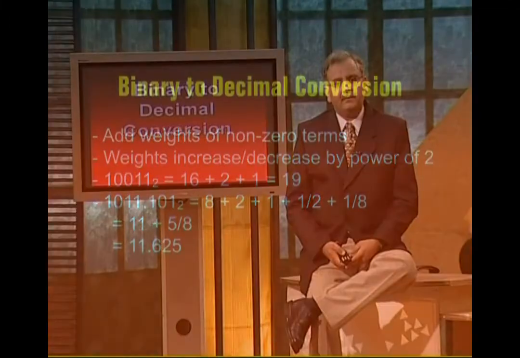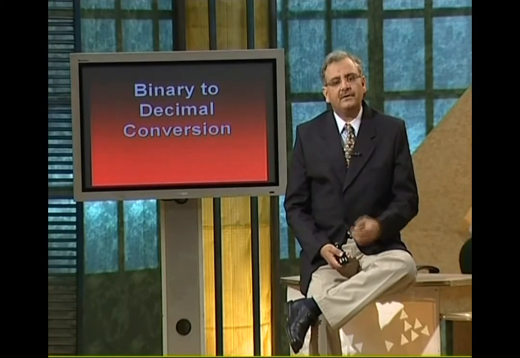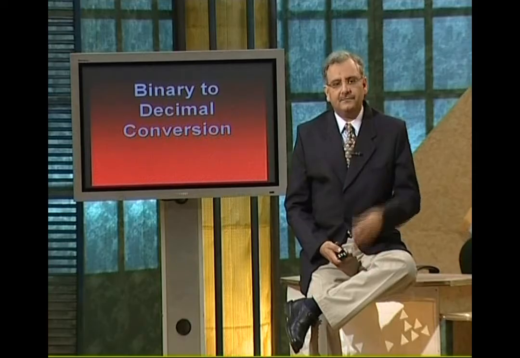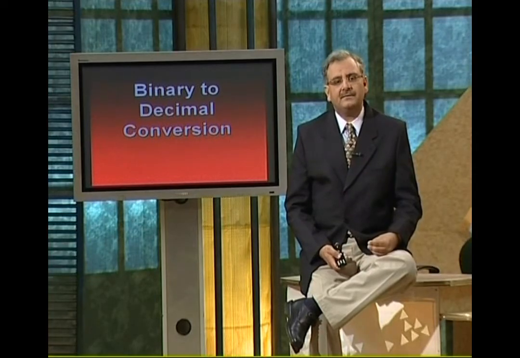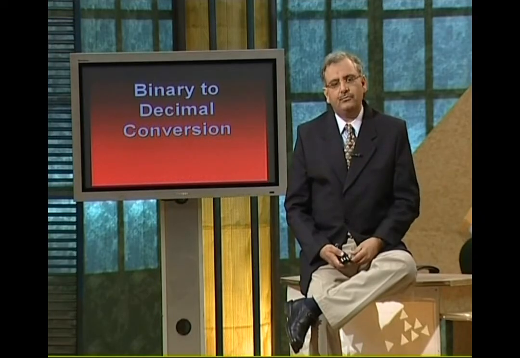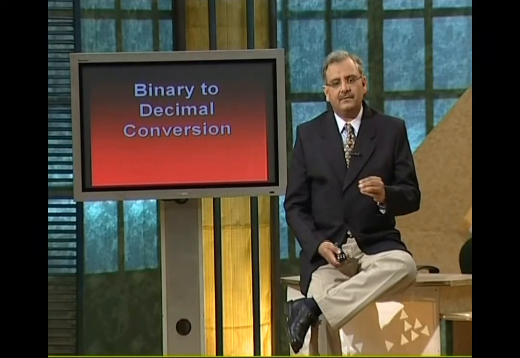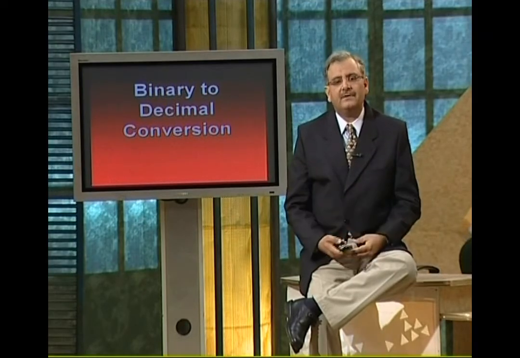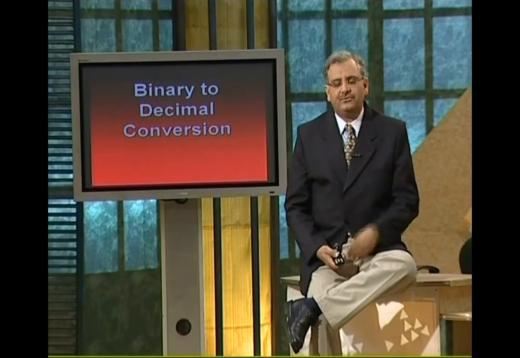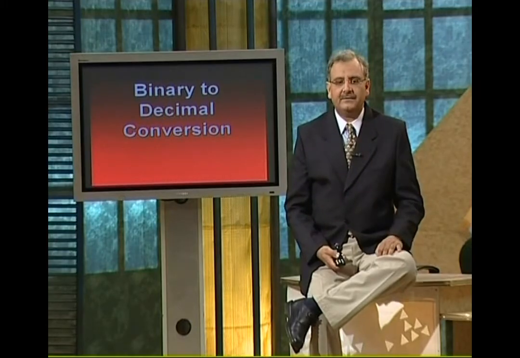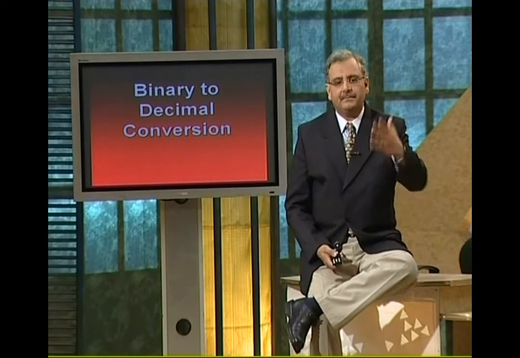In the last example, we just saw examples of converting from binary to decimal. The first example used the method of sum of weights. The next two examples, of course, use the sum of non-zero terms. The second method, as I mentioned before, is a quicker, faster method, which simply requires mental arithmetic. It does not require the paper and pencil method.